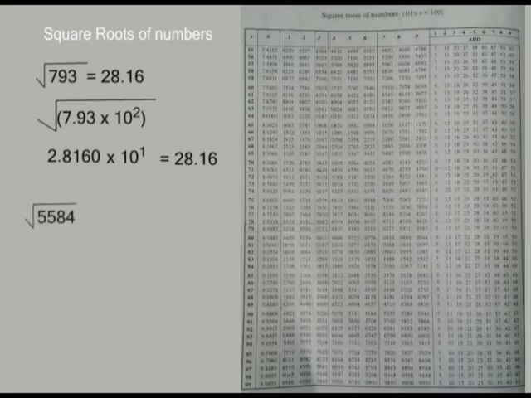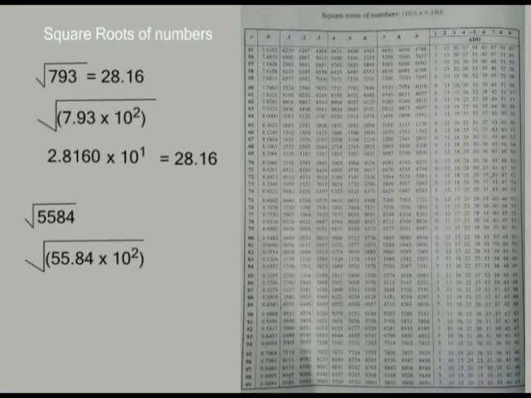How about the square root of 5,584? In the proper standard form, that would be 5.584 times 10 raised to power 3. But there's a problem, because 10 raised to power 3 is not a perfect square. We need to make the power an even number. And so we move the decimal to the right and have 55.84 times 10 raised to power 2.